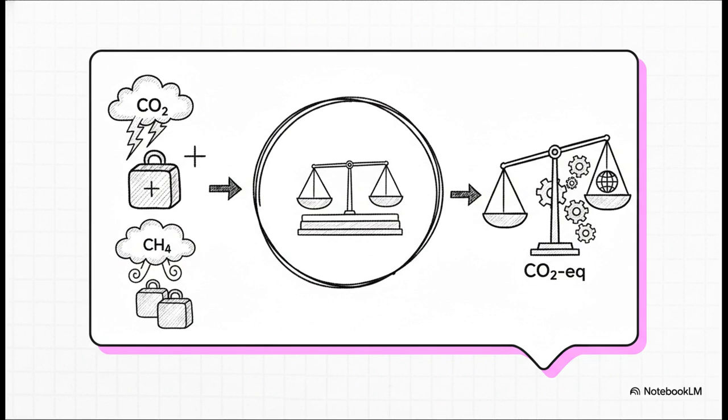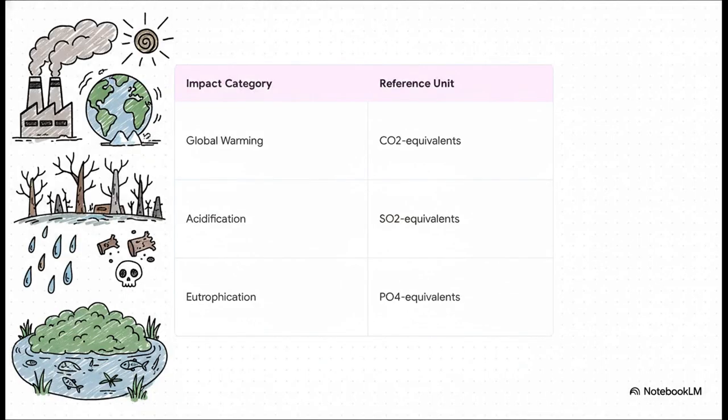They affect the climate in totally different ways. So we have to convert them into a common unit of measurement, an equivalent, before we can add them up. So for the global warming category, our reference unit is CO2 equivalents. Makes sense. For acidification, which leads to acid rain, we use SO2 equivalents. For eutrophication, that's the over-enrichment of water, we use phosphate equivalents. Every single category has its own reference substance that we measure against.